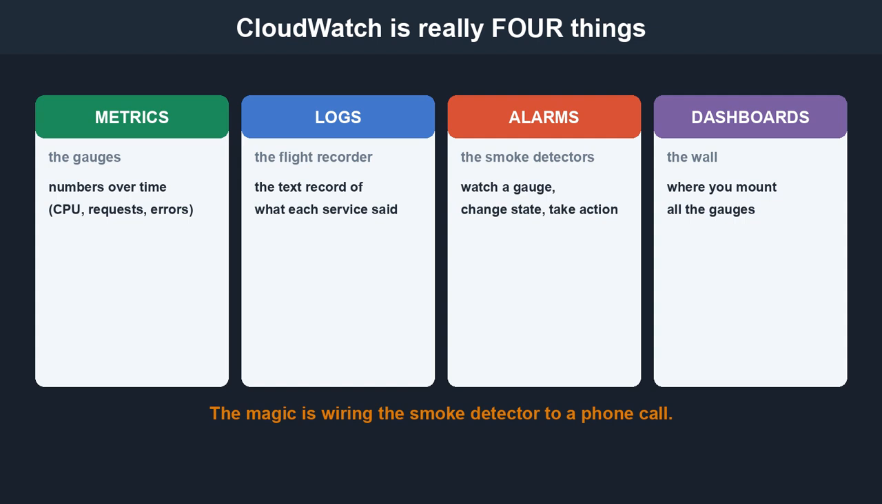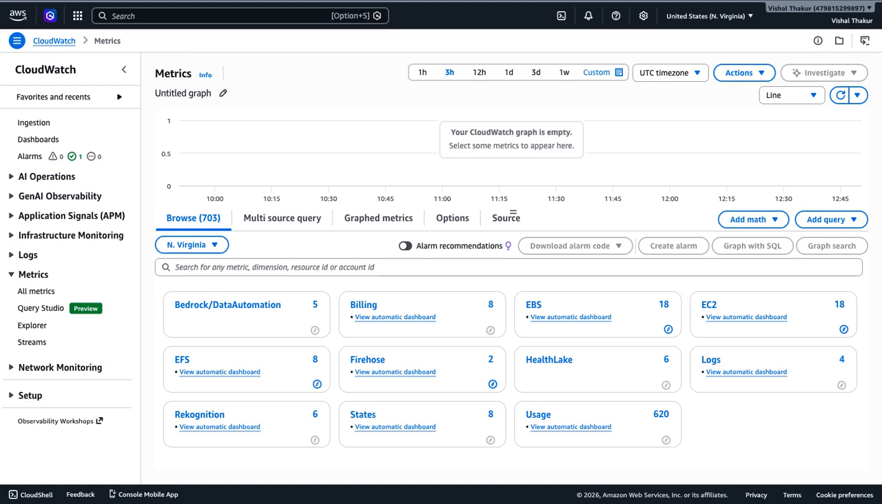Everything else in this video hangs off these 4, and the real magic is wiring a smoke detector to a phone call. Let's start with metrics, in the real console. This is the All Metrics view, and notice how everything is organized. Metrics live in namespaces. You can see tiles for EC2, billing, logs, EBS, and more. And within a namespace, each metric is pinned down by dimensions, like a specific instance ID.